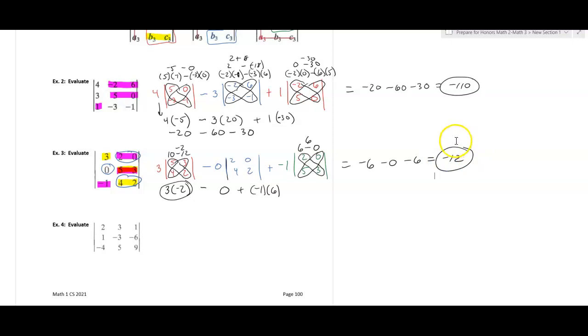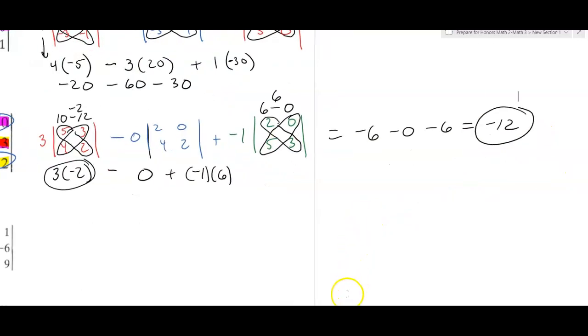Okay. So again, once you know how to do all of these, the rest are the same. All right, let's take a look at the last one here.